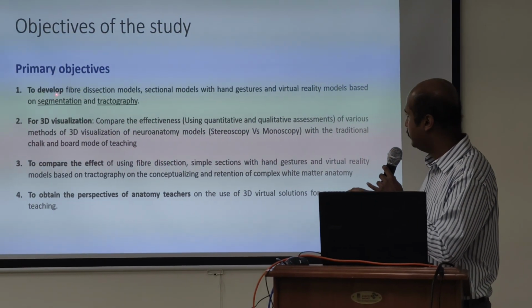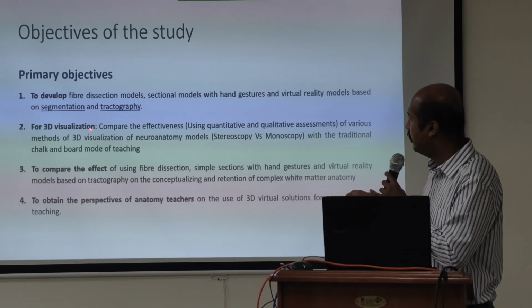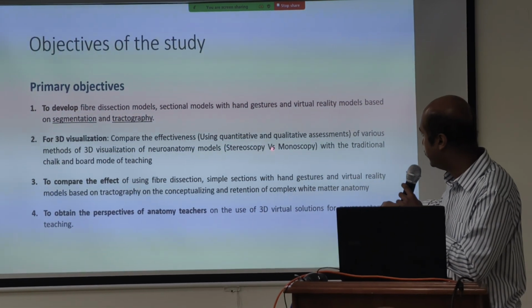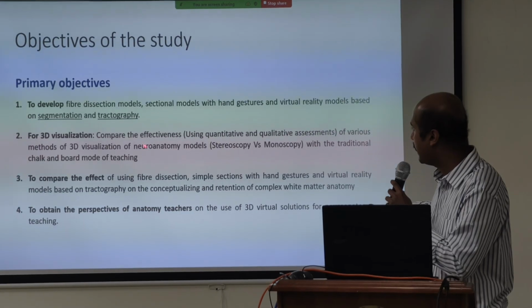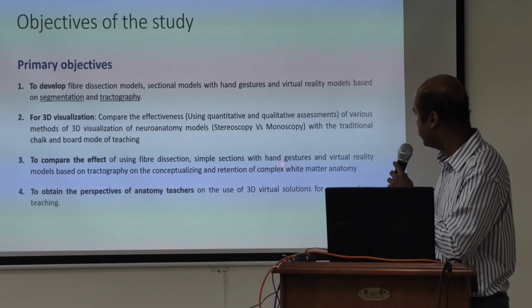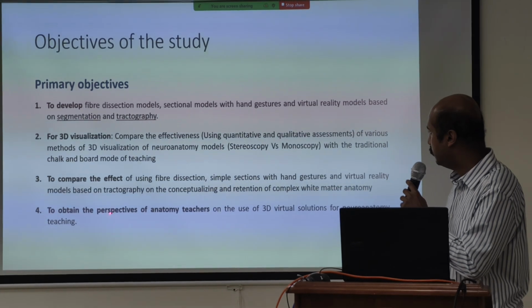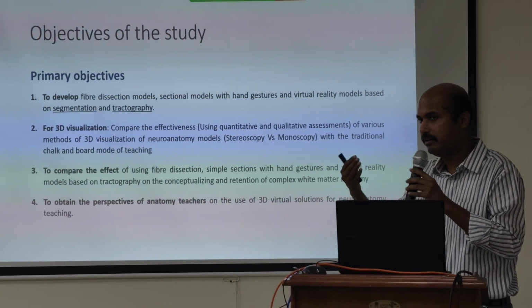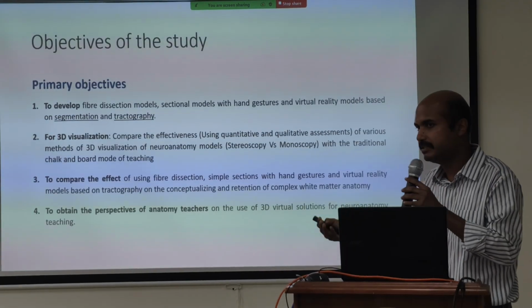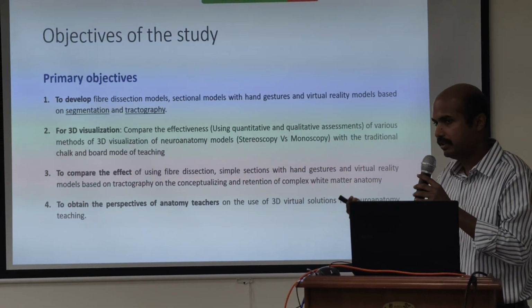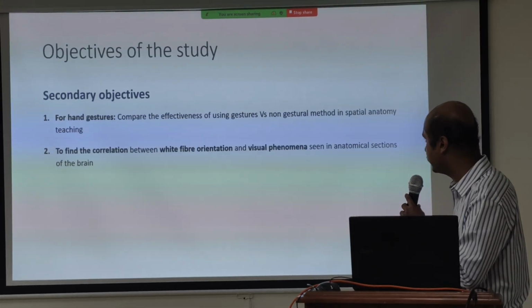These are the primary objectives to develop these models. For 3D visualization, I used two models. One is stereoscopy and the next is monoscopy. Then I compared the effects of fiber dissection, simple sections, and hand gestures. I also used anatomy teachers' feedback, not only from students, but I also took a small sample of anatomy teachers and gained their perspectives on the effectiveness and also the challenges of this.